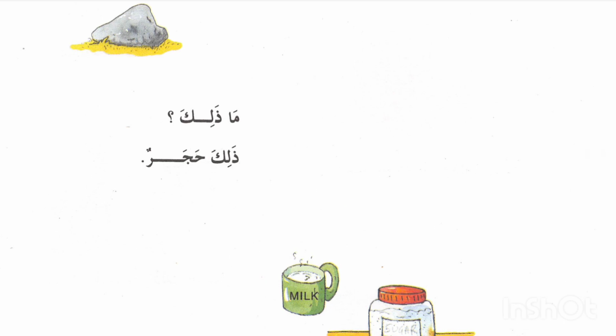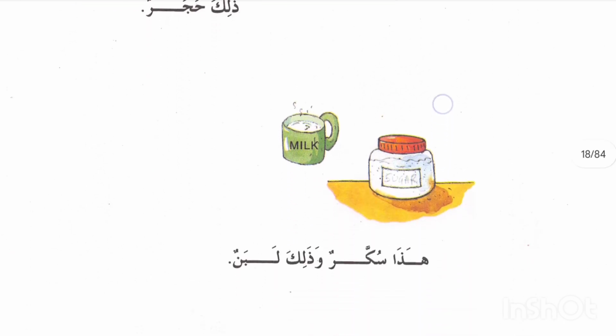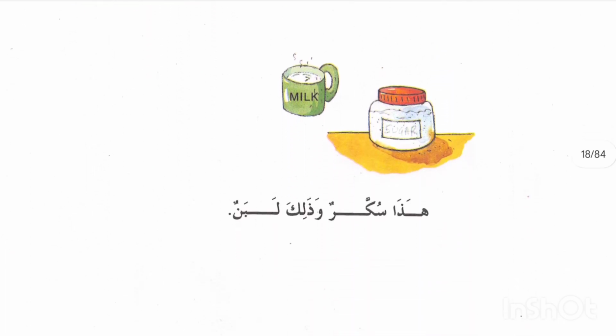ما ذلك what is that. ذلك حجر that is a stone. هذا سكر this is sugar. وذلك لبن and that is milk.